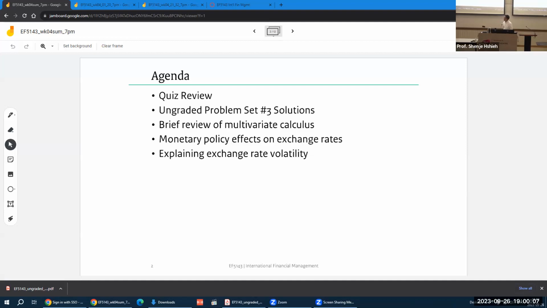This is today's agenda. I'm going to go over last week's quiz and then go over the ungraded problem set 3. Today's topic is linking the model that you learned last week, the uncovered interest rate parity, with what's called the money market. I hope you've heard of it in your corporate finance class. It's basically the market for interest rates, and it's determined by government debt. So if you've heard of something called the yield curve or the term structure of interest rates, this is the market where all that is determined.